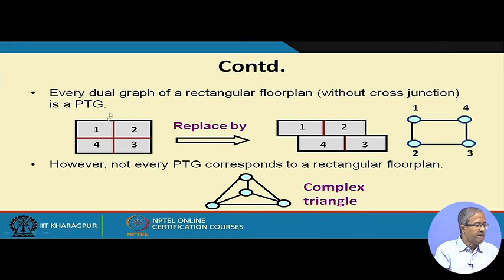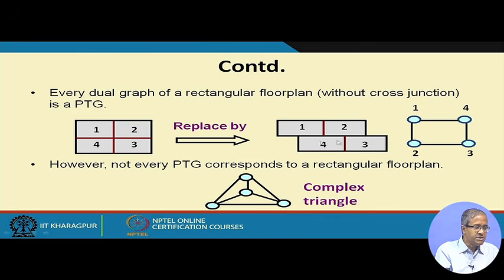Now, if you have a floor plan with a cross junction, this will not correspond to a planar triangular graph, because 1 and 2 are adjacent, 1 and 4 are adjacent, 2 3 and 3 4. So, it will look like this, but 1 3 and 2 4 do not share any horizontal or vertical line. So, if we have a situation like this, you do not get a PTG.